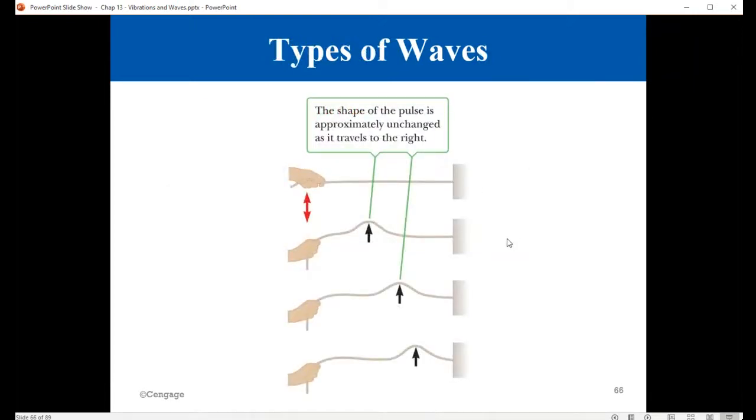This is another type of wave. If you start with a rope like this, fixed at one end, and if you start shaking the other end up and down, you will create a pulse in the rope, and this pulse will travel along the length of the rope until it reaches the fixed end.